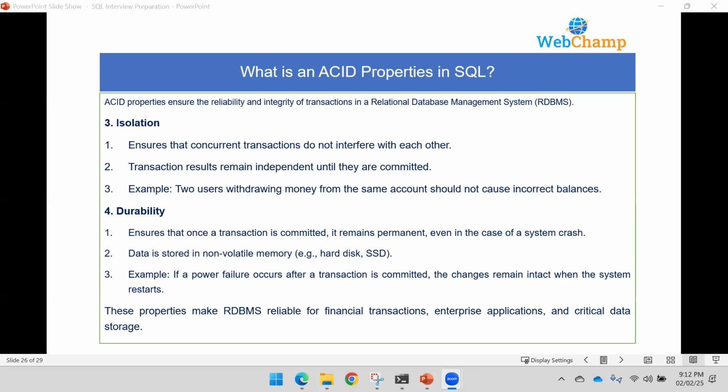So for that purpose, each transaction is isolated, meaning until one transaction gets finished, another transaction will not be processed. And the transaction result remains independent until they are committed. So the first transaction gets completed, then the balance will be updated, and then the second transaction will get completed. Meaning simultaneous transactions cannot be processed. It will be isolated.